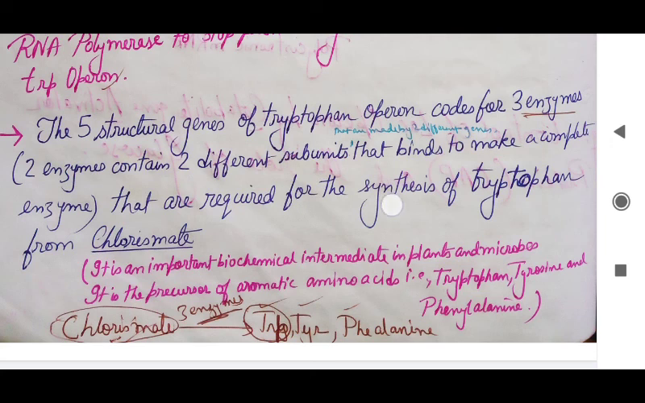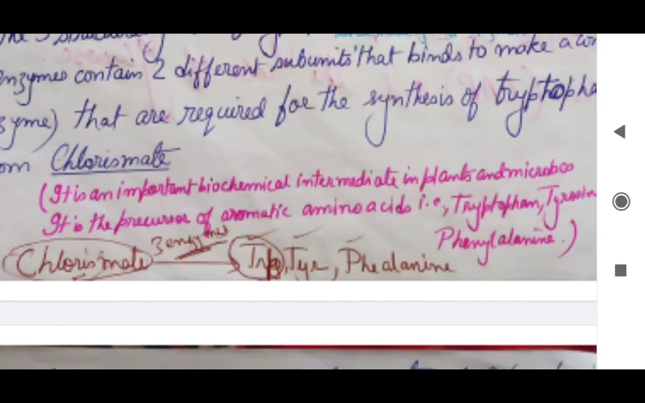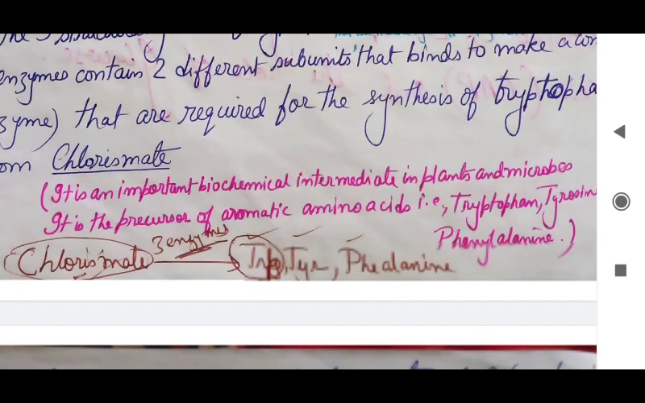Chlorismate is an important biochemical intermediate found in plants and microbes, and it is the precursor of all aromatic amino acids. It is the precursor for tryptophan, and it will also make tyrosine and phenylalanine.